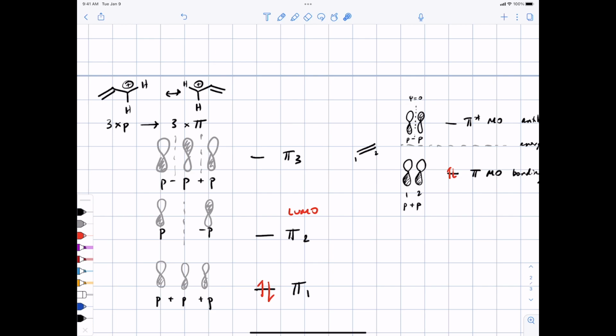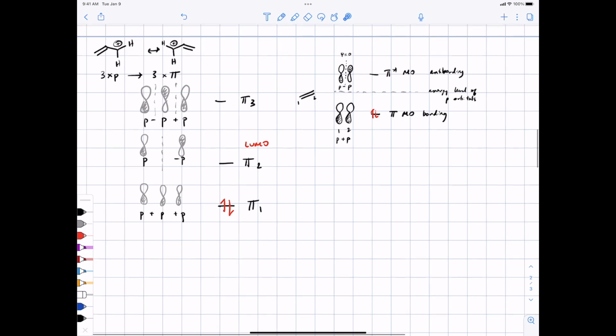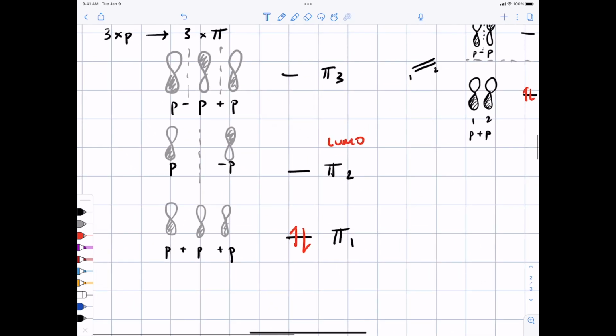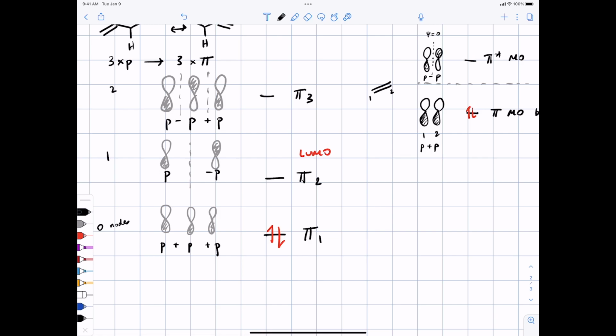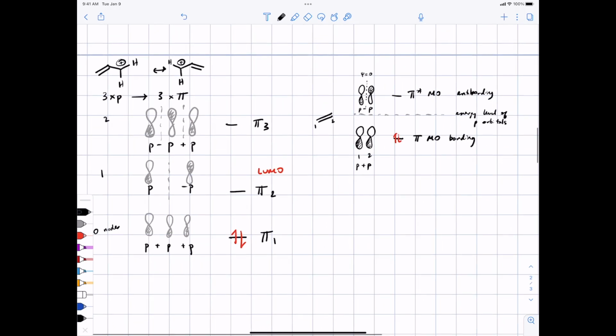Okay. The point is you can mix more than 2 p orbitals together to get more than 2 pi molecular orbitals. Notice that the more nodes an orbital has, the higher in energy it is. So our lowest energy pi 1 has 0 vertical nodes. This one has 1, this one has 2, and that tells you the relative energy levels of each of the orbitals.